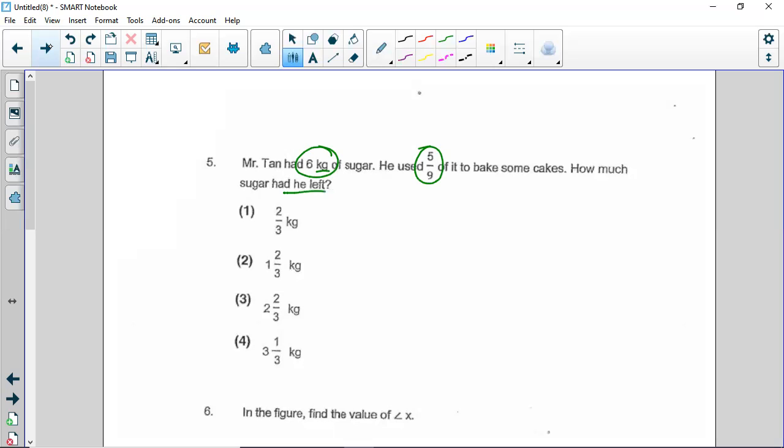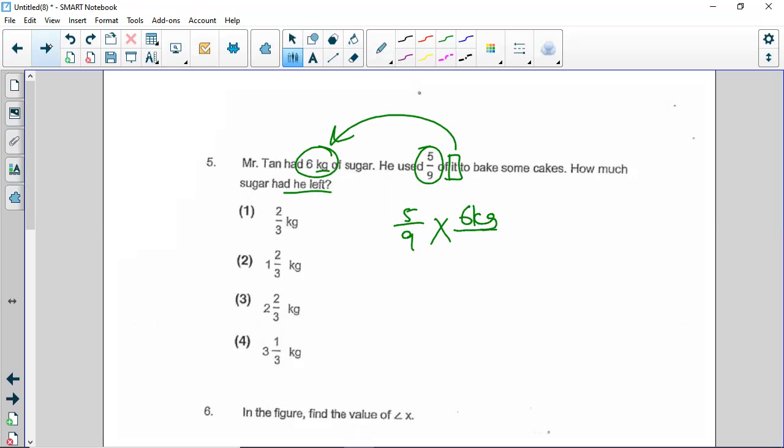So he used 5 over 9 of it to bake some cakes. How much had he left? So you should try to find how much he used. So this fraction is talking about it, which is the sugar. So he used 5 over 9 of his sugar. And it refers to the sugar, which is 6 kilogram. So how much did he use?